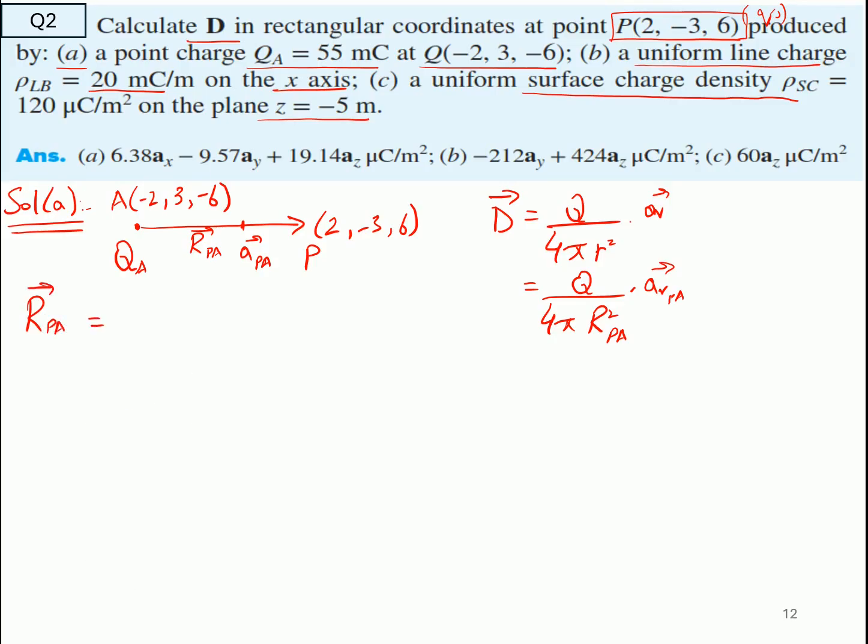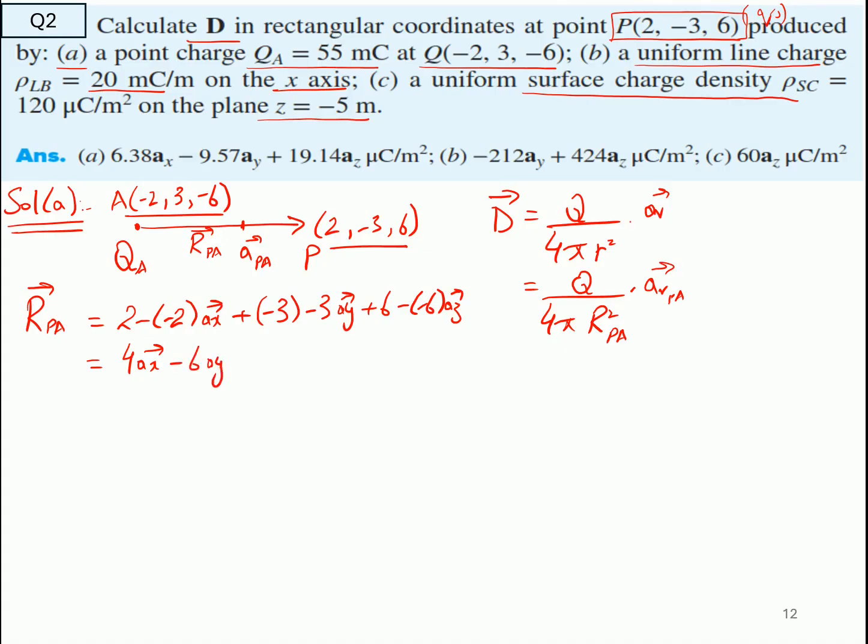So we know this is the difference of this vector with this vector. It comes out to be 2 minus (minus 2) along A of x, plus minus 3 minus 3 A of y, plus 6 minus (minus 6) A of z. So the value of the distance vector comes out to be 2 plus 2 is 4 along A of x, then minus 3 is minus 6 A of y, and then plus 12 A of z. So this is the distance vector between point P and the source, which is a point charge at Q.